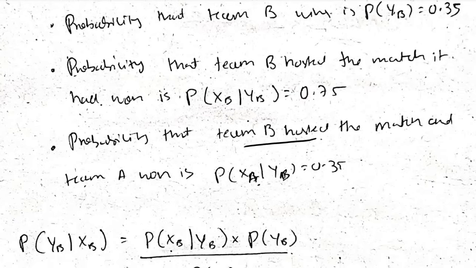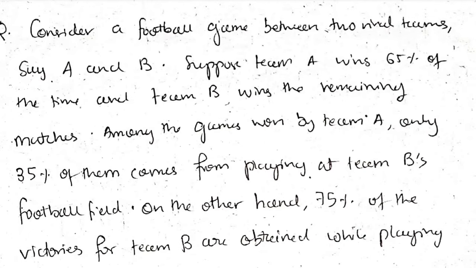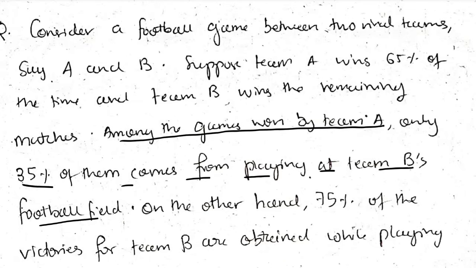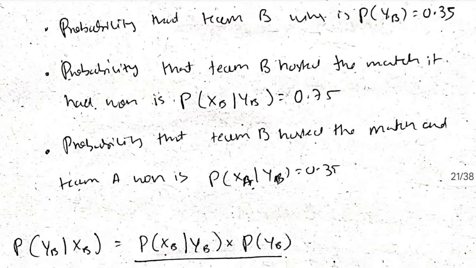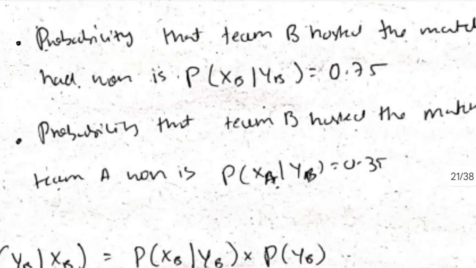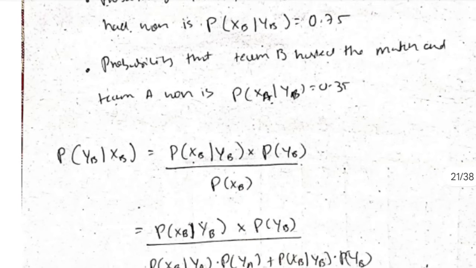Probability that B has hosted the match and team A has won, that is 35% of the time. If you read the question there, you will get it as 35%. Team B hosted and team A won. Among the games won by team A, only 35% came from playing at team B's football field. A has won given that B has hosted. What is hosting? Hosting is XB, right? And winning is YA. So here I'd make a slight change: XB it should be because B is hosting, and YA because Y is winning. Okay, this is XB by YA. That is 35%. So we'll just substitute these values.